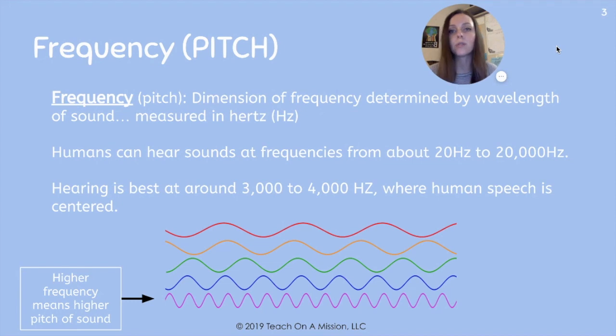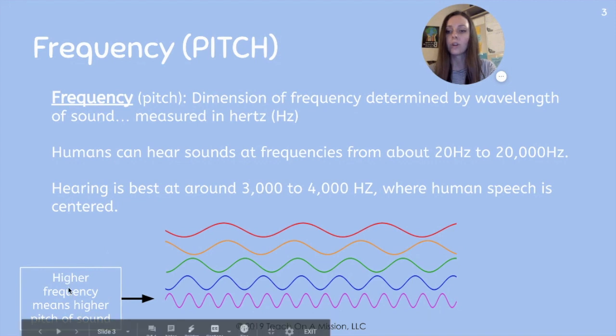Okay, so we have different frequencies, aka pitch, right? So the dimension of frequency is determined by the wavelength of sound measured in hertz or Hz. So this is the pitch. So how high, how low, sharp or flat, right? Humans can hear sounds of frequencies from about 20 hertz to 20,000 hertz. Hearing is best around 3,000 to 4,000 hertz, where human speech is centered.